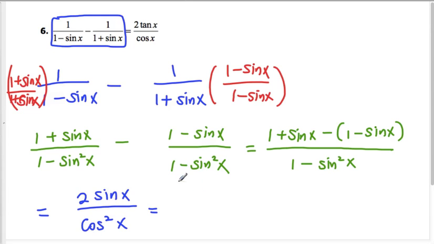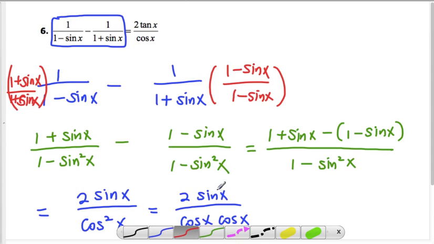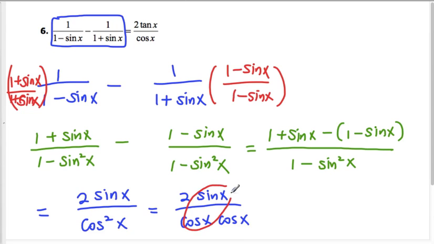So I have 2 times sine x over cosine x times cosine x, right? That's cosine squared. So one of those cosines will pair up with sine and become tangent. So 2 tan x over cosine x, and that is what we want to show.